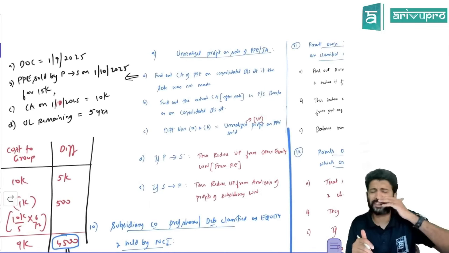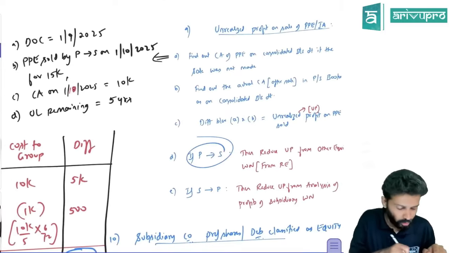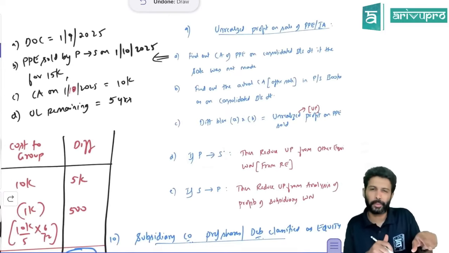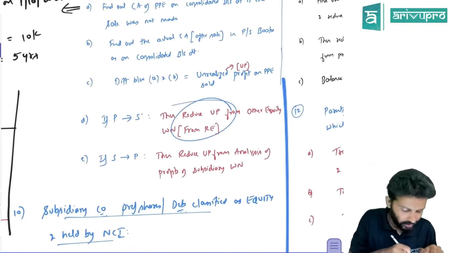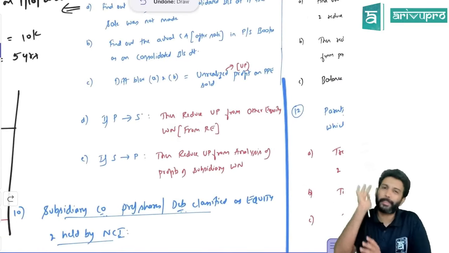That again, it's the same thing, sir. You need to check who sold. If the parent has sold this machinery to the subsidiary, it means the parent made the profit, and the parent's profit will come in the other equity working note under retained earnings. So this adjustment affects only the parent.